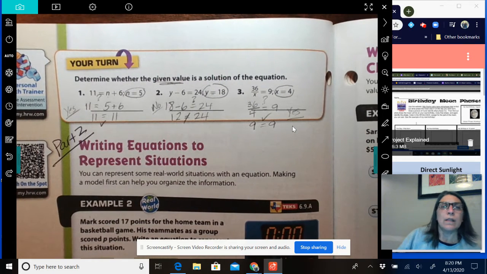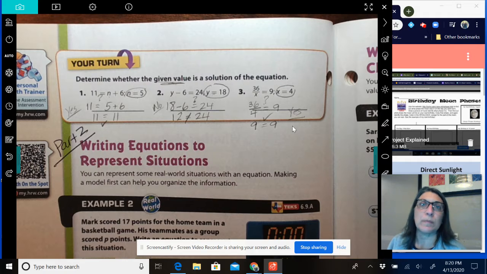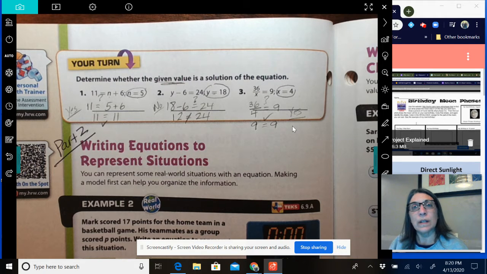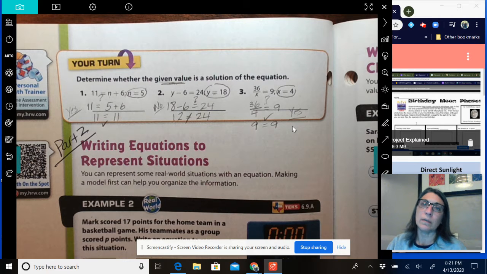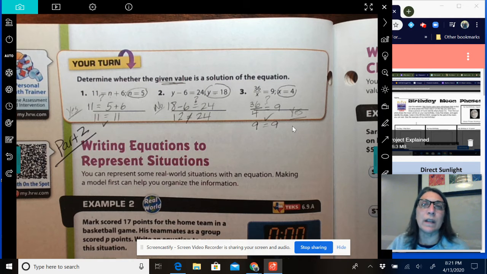So hopefully you're able to, that's pretty simple. We've substituted in values for variables before. We're just using a little bit of different vocabulary because we're just saying, well, is it a solution for the equation? Which is just basically saying, plug in the number they're giving you for that variable and see if it solves it, if it makes it equal.